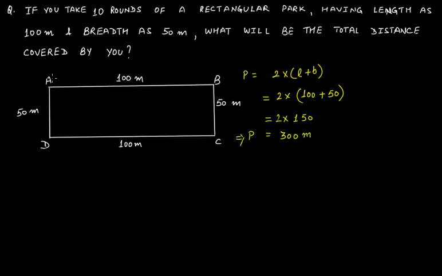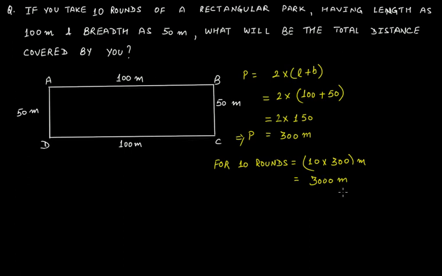Now perimeter tells you about the distance covered in 1 round. Here you have taken 10 rounds. So for 1 round you have 300 meter. So for 10 rounds, what distance will you cover? That will be 10 times 300 meter. So 10 times 300 is 3000 meter. 3000 meter will be the distance covered while you are traveling, taking 10 rounds.